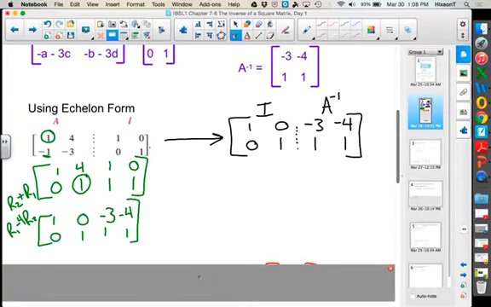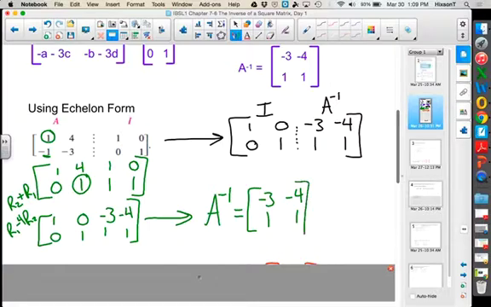Okay? But even if we didn't know that in the first place, we see right here, here's the identity matrix on the left and the inverse matrix on the right. So that's the second way to get the inverse. The inverse of matrix A is negative 3, negative 4, 1, 1.